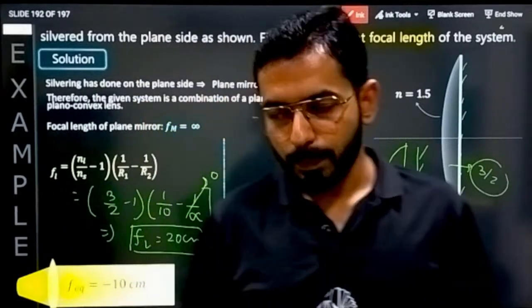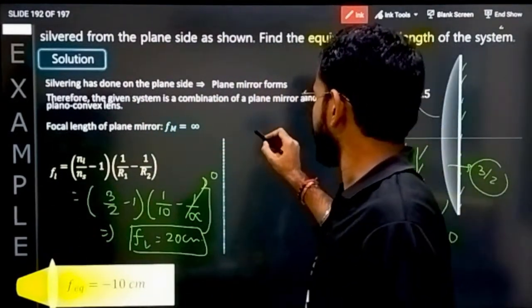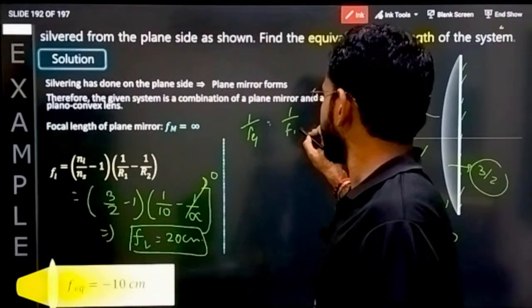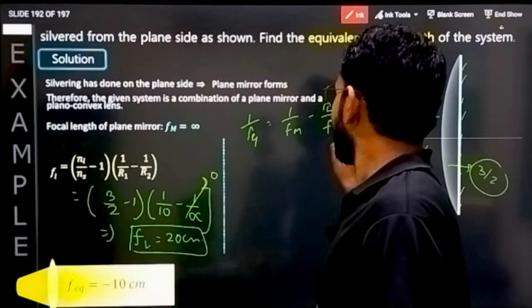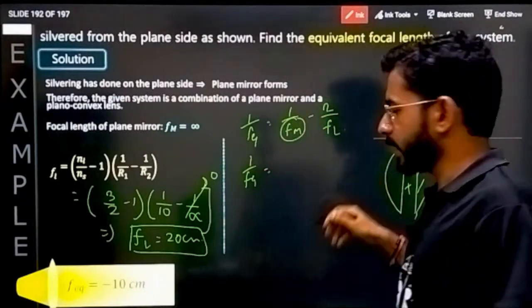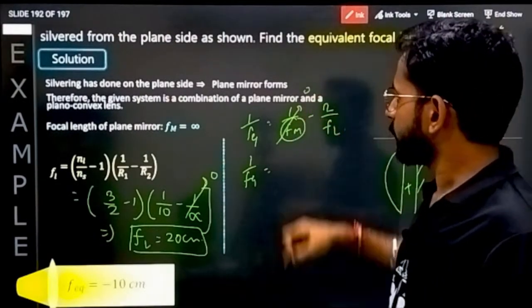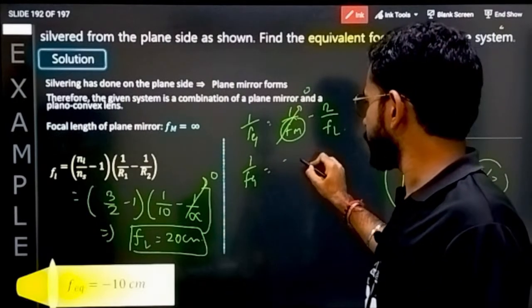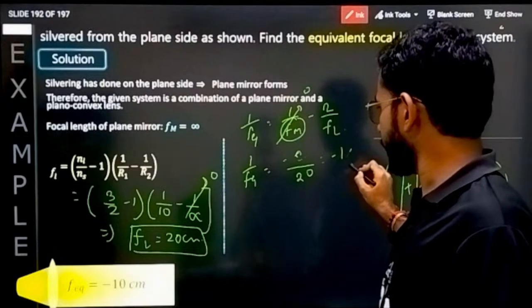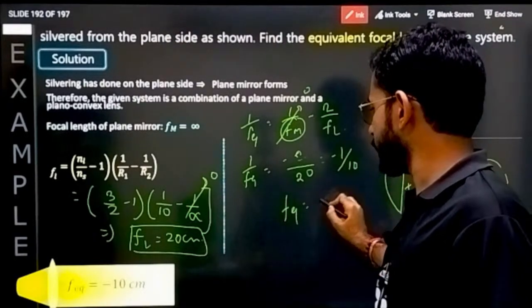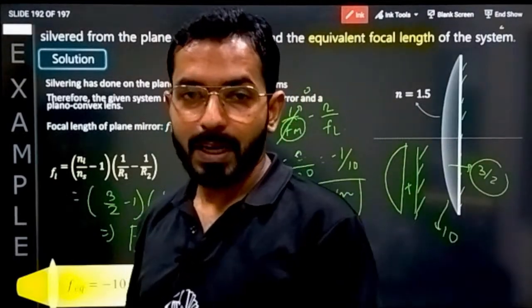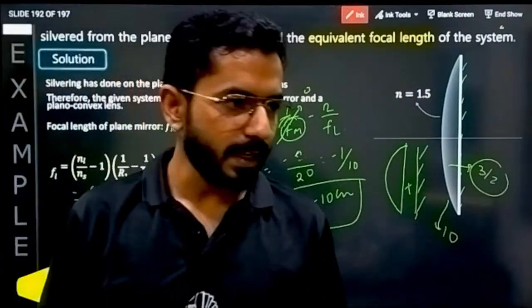Correct. Now what about the mirror? How will I write the f equivalent? 1/f equivalent = 1/f of mirror minus 2/f of lens. The focal length of the mirror is a plane mirror, so it is infinite, meaning 1/f tends to 0, minus 2/f of lens. f of lens is equal to 20. The final answer comes to minus 1/10. That means f equivalent is equal to minus 10 centimeter. Did you get it? Clear?